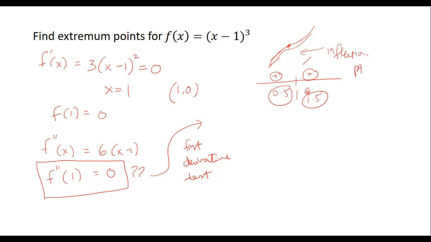Similarly, if you have something like this, and this is your critical point, so this one is negative and also negative from your left and right side, you can also call this an inflection point. So now you can safely say that (1, 0) is an inflection point.